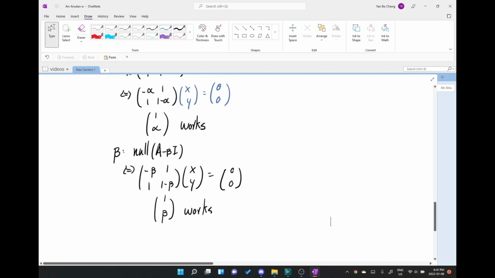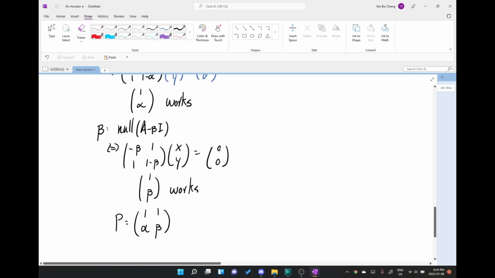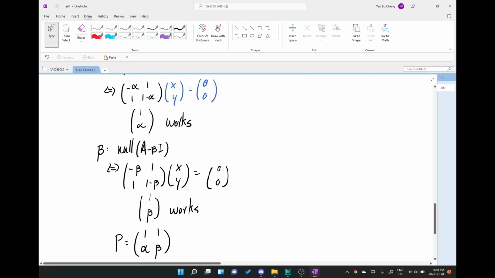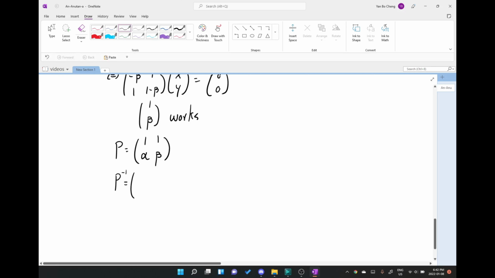Now that we have that, we have P, right? P is just 1 alpha, 1 beta. You just join them together and you get P. And to find P inverse, I'm not going to do it. It's not that hard. It's a 2 by 2 matrix. You could probably do it yourself, but I will write it out for you. I will factor out a root 5 to make the future calculations easier. And this will be minus beta, alpha, 1, and minus 1.